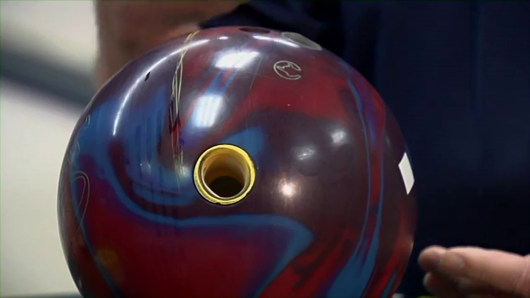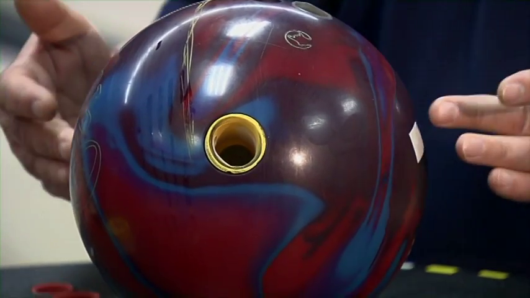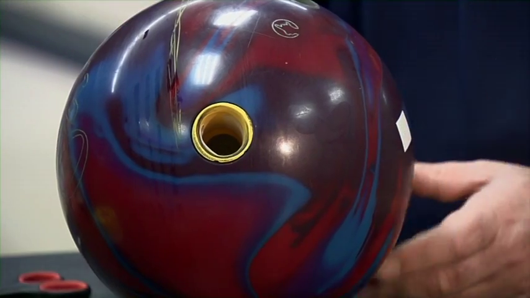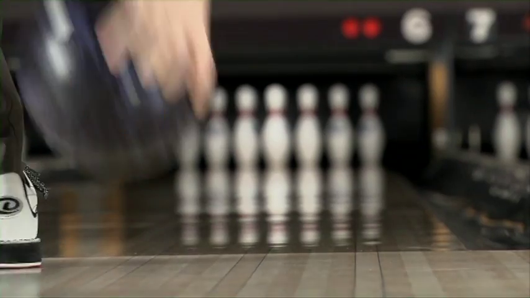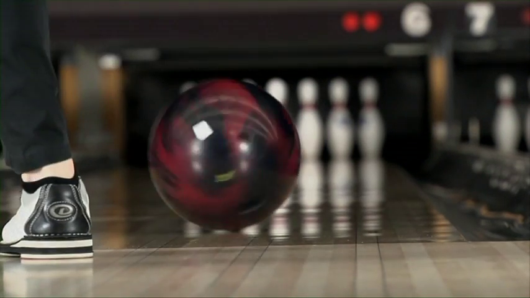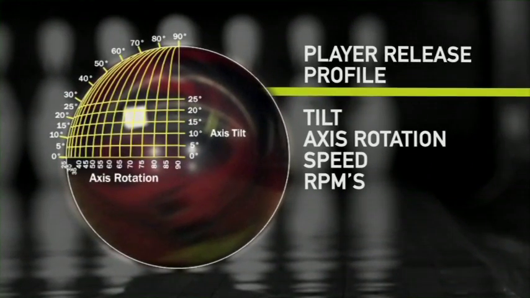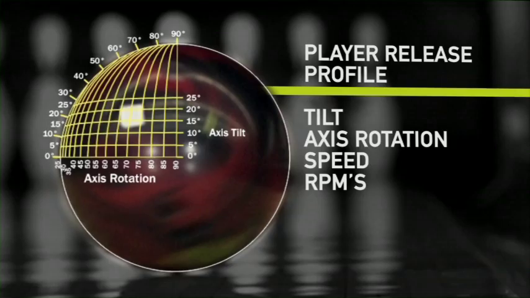So that's every revolution that ball goes down the lane, that axle is actually changing on that bowling ball. So this is just the initial, right off your hand on your release. The reason we use positive axis point is to get the initial release profile for every player. This is important because every player has their own unique release profile, which takes into account the player's tilt, axis rotation, their ball speed, as well as their RPMs.